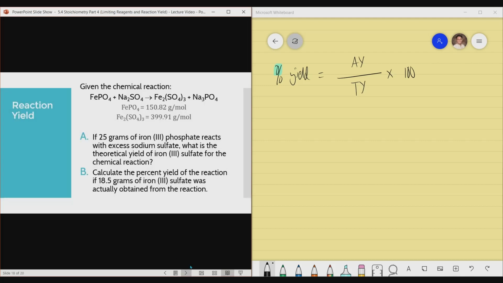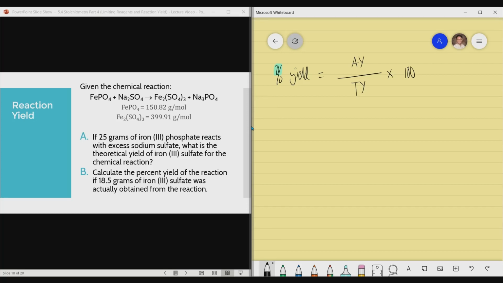Now, at this point, I'll be showing you the process of computing reaction yield by giving an example. Given the chemical reaction, you have here the chemical reaction and also the molar masses of some key substances are already provided. And we have here two questions. Let's tackle them one by one. Let's start with letter A.